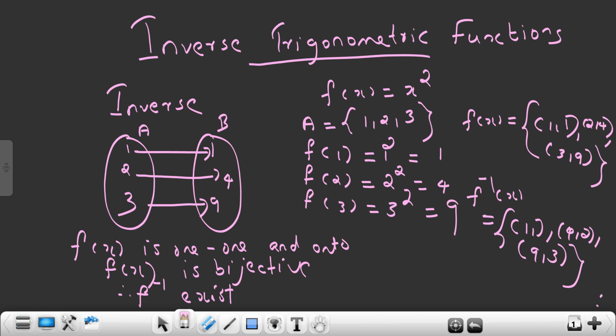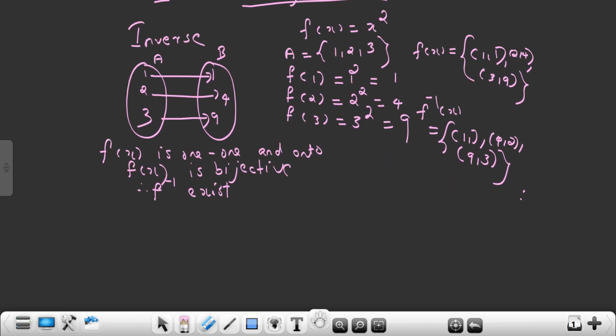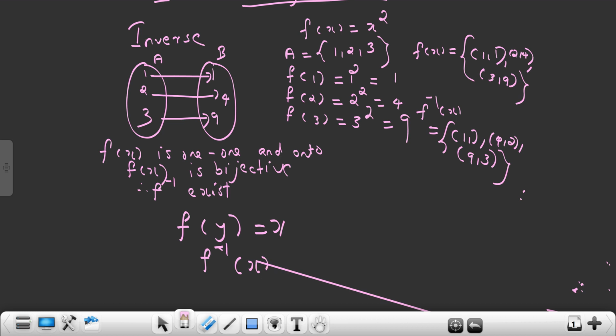Okay. Any doubt? For the function f of x equal to y, its inverse becomes f inverse of y equal to x.